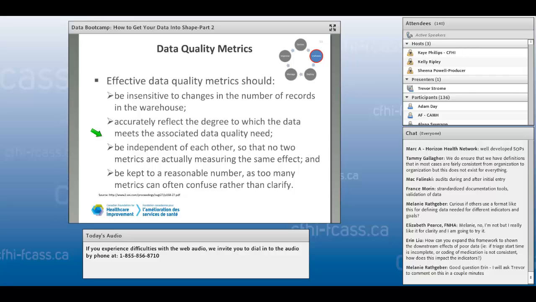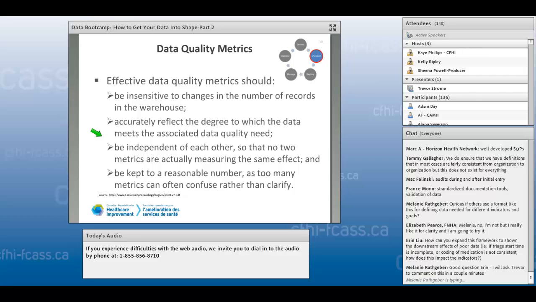So effective data quality metrics need to be insensitive to those structural components of your database. They need to accurately reflect the degree to which the data meets the associated need, and this once again goes back to the Juran definition of data quality, being associated with a specific need.